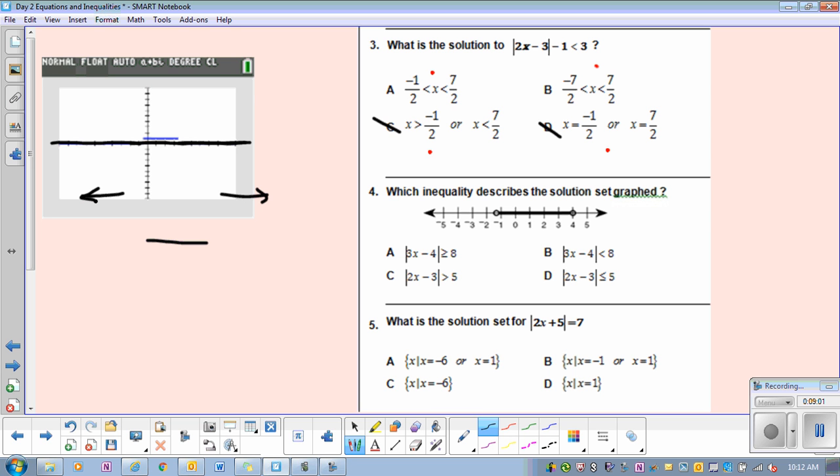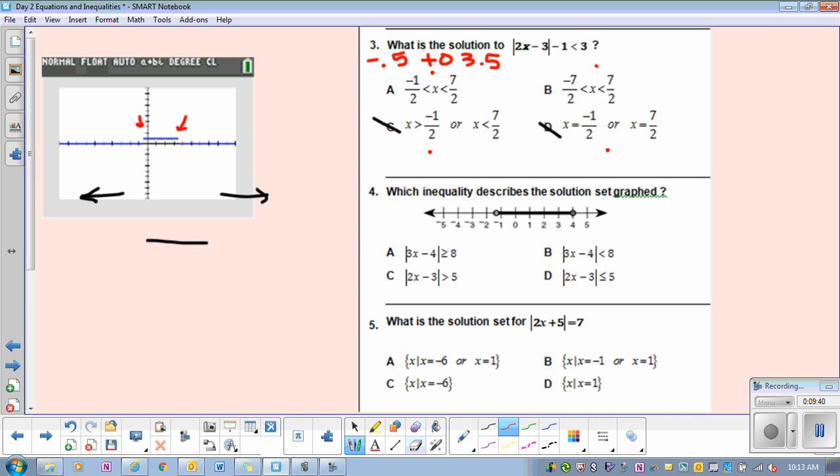Now look at your graph. Let's see what makes sense. Is it between -1/2 and 7/2? What is 7/2 as a decimal anyway? Put in 7/2. What do you get as a decimal? 3.5. So from -0.5 to 3.5, is that what this is? Your graph? It looks like it.